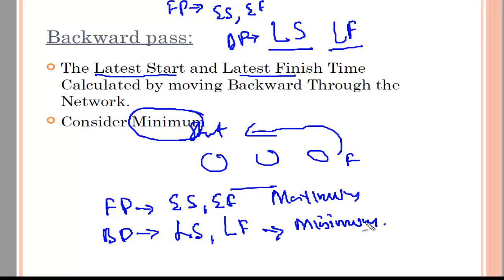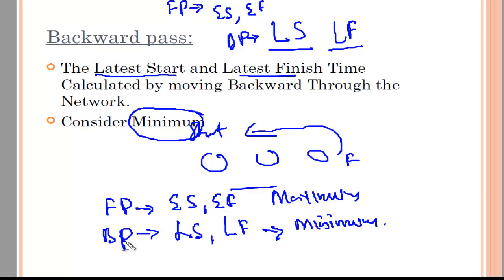Only grab this much information right now: if you are calculating the forward pass, that means you are going from the start, from the beginning to the end, then you calculate for each and every activity the earliest start time and earliest finish time.